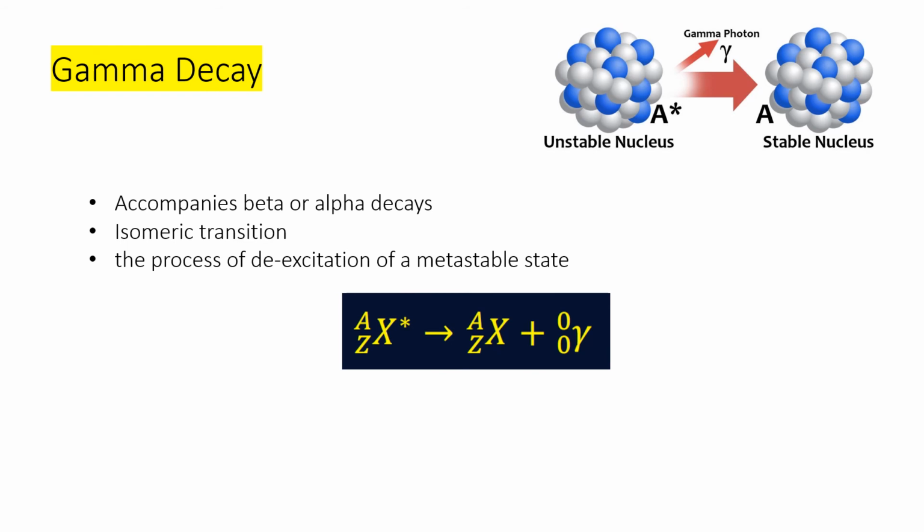Gamma decay, here in the figure, you have your unstable nucleus A star. It decays to a stable nucleus A by emitting a gamma photon or gamma ray. Gamma decay actually accompanies beta or alpha decays, and this is an isomer transition. The process of the excitation of a metastable state is given by this equation here. You have your X star that decays to your stable nucleus X plus your emitted gamma ray or gamma photon.